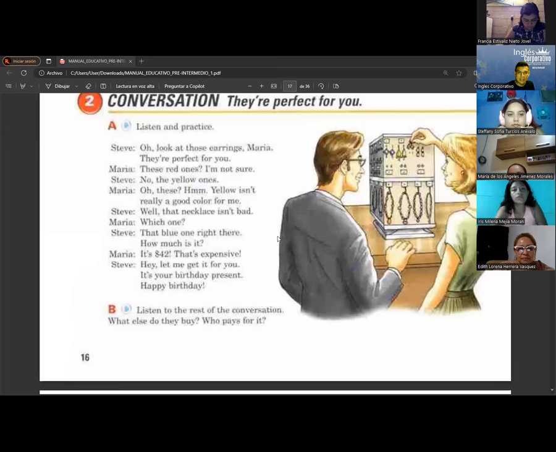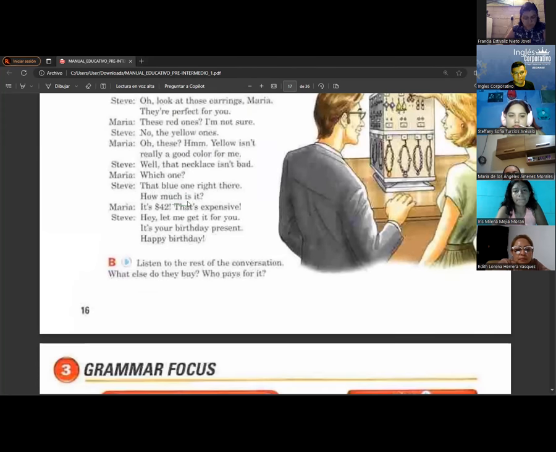Oh, look. Look at those earrings, Maria. They are perfect for you. These red ones, I'm not sure. No, the yellow ones. Oh, this yellow isn't really a good color for me. Well, that necklace isn't bad. Which one? The blue one right there. How much is it? It's 42. That's expensive. Hey, let me get it for you. It's your birthday present. Happy birthday.